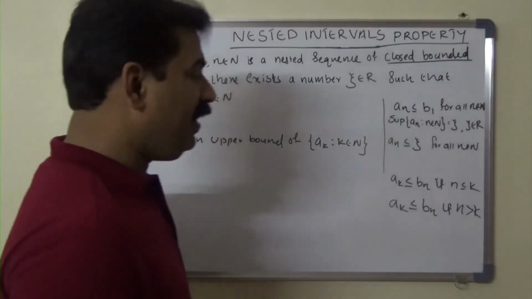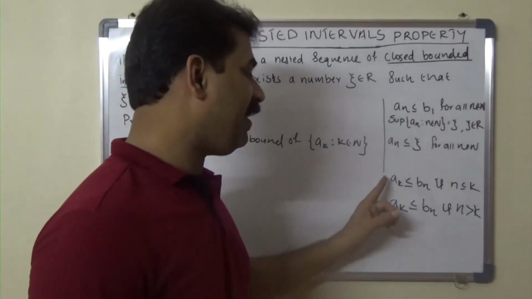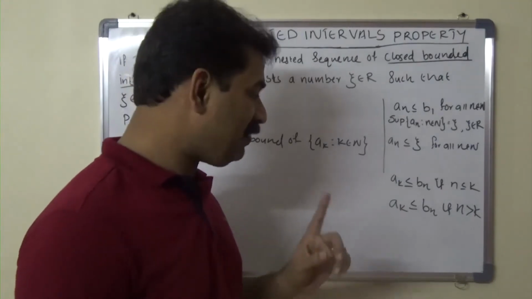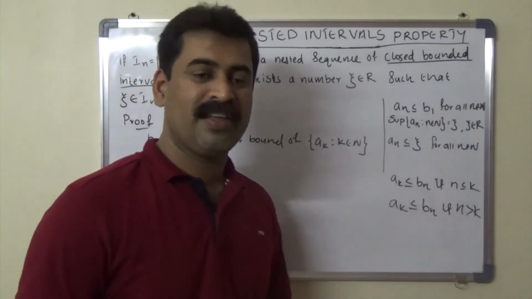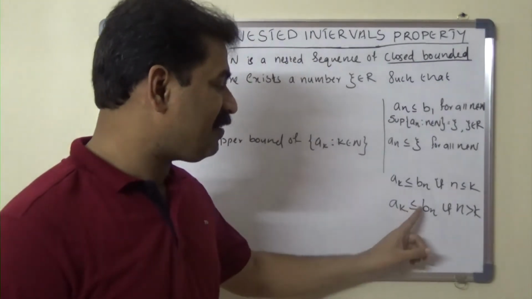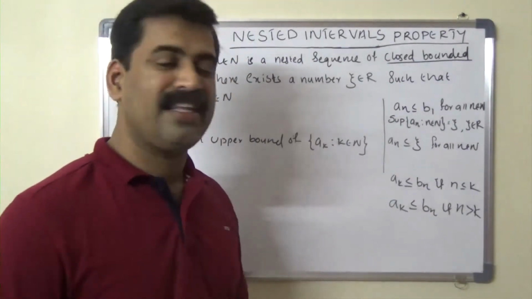So in each case, we get AK is less than or equal to Bn. First we get AK is less than or equal to Bn if n is less than or equal to k. Next, we get AK is less than or equal to Bn if n is greater than k.